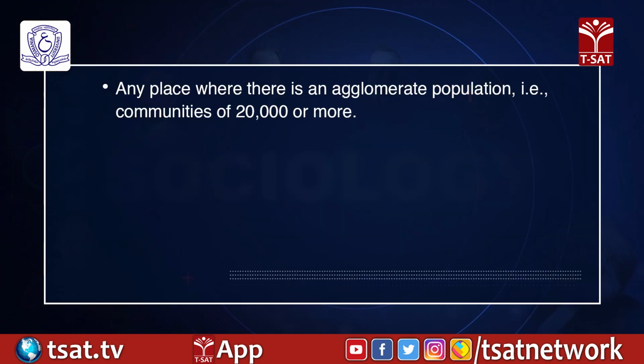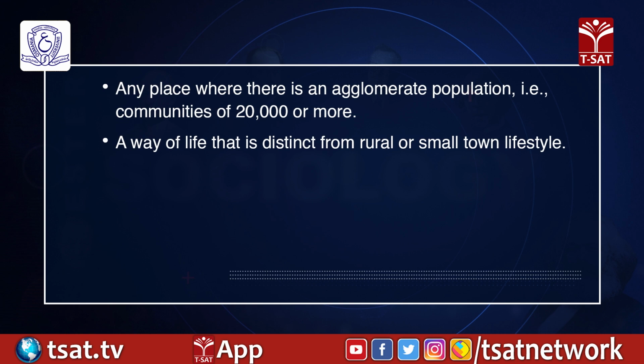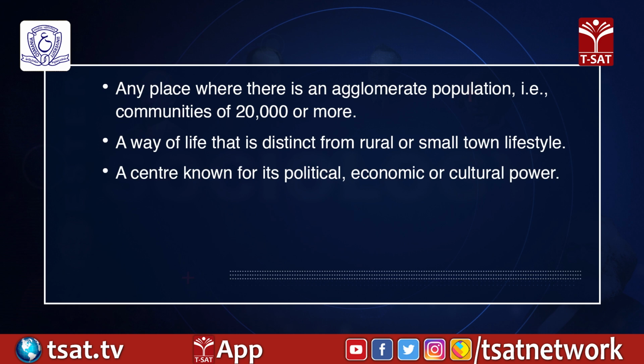Places administered by a municipal corporation, cantonment board or notified town area committee are automatically considered urban areas. The term urban is understood as follows: it can be any place where there is an agglomerate population, that is, communities of 20,000 or more. It is a way of life that is distinct from rural or small town lifestyle. It is a center known for its political, economic or cultural power.